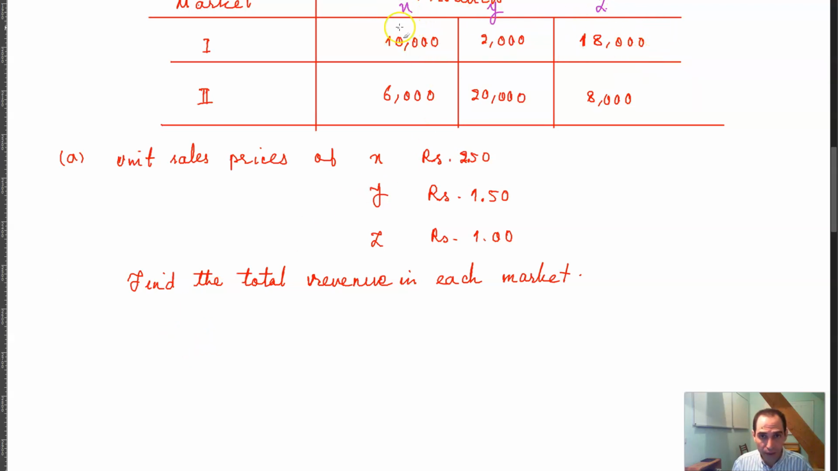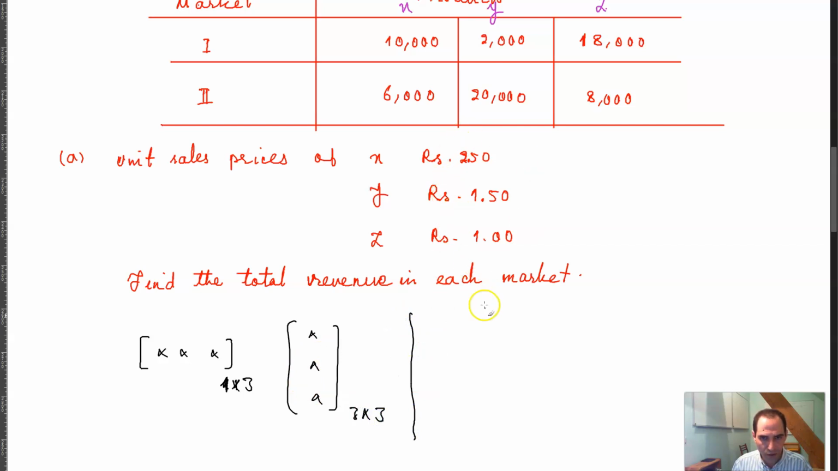I could write these as a matrix like this, or I could write it as a matrix like this. This would be a 1 by 3 matrix. This would be a 1 by 3 matrix. This would be a 3 by 1 matrix. On the other hand, these unit prices, I could write them as a 1 by 3 matrix like this, or a 3 by 1 matrix. I apologize for this.